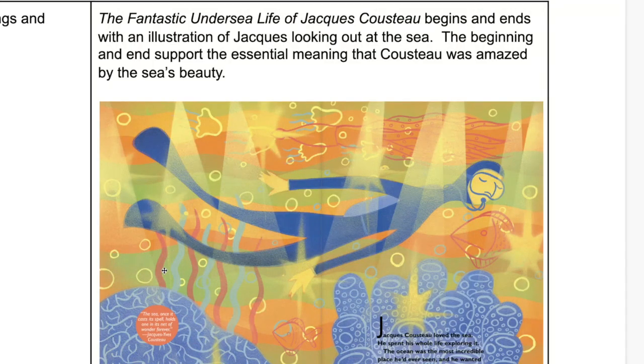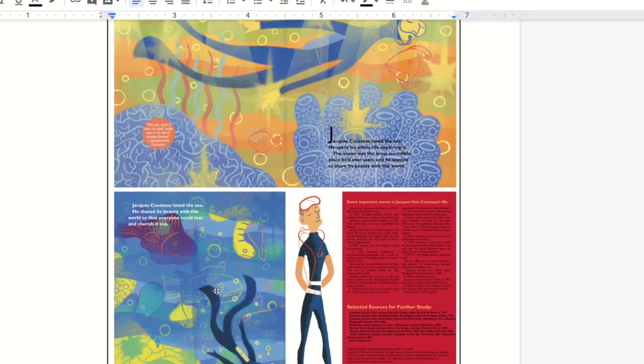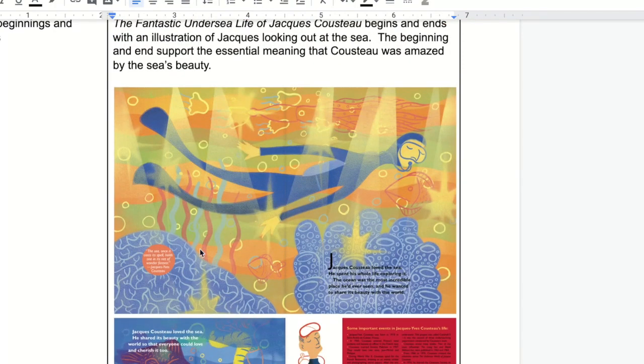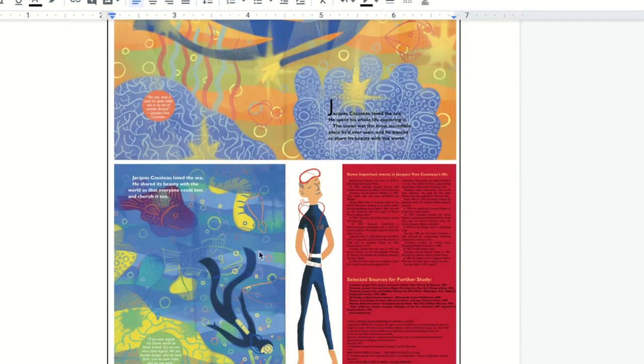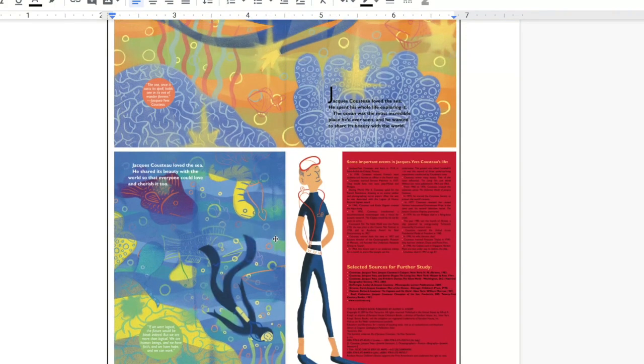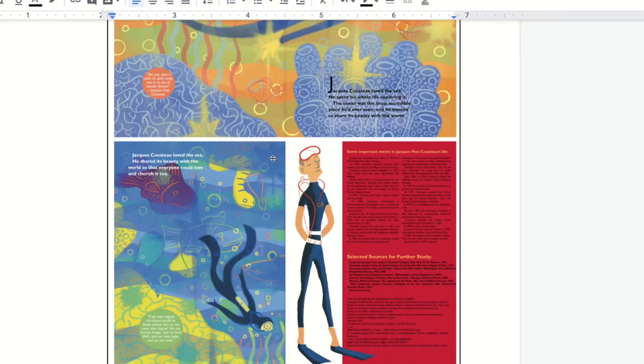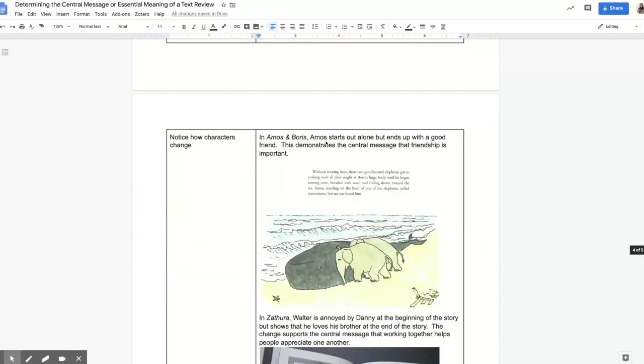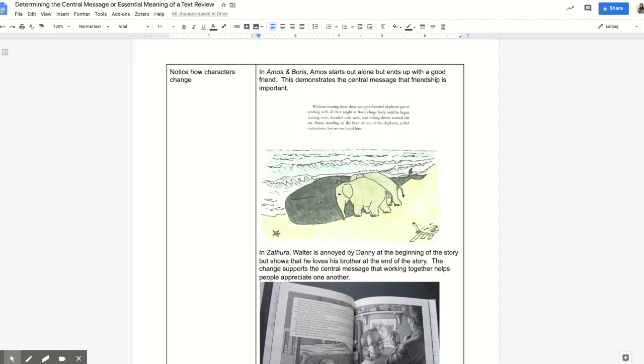So we see here that the beginning and the end of this text emphasize how he loved the sea and was amazed by its beauty. And also we see in the illustration, Jacques in the ocean. All right. So our last strategy is noticing how characters change throughout a text.